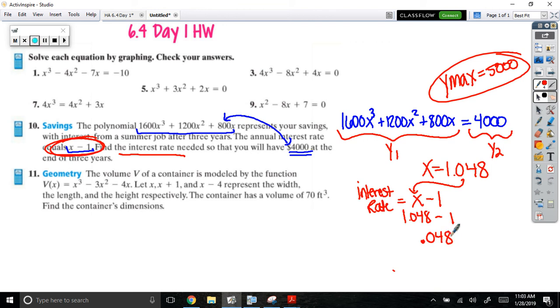Now 0.048 is a decimal. To change that back into a percent, which an interest rate is, you need to move your decimal 2 spaces over or multiply by 100, so our answer should be 4.8%.